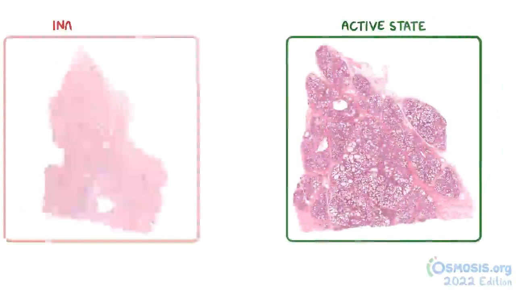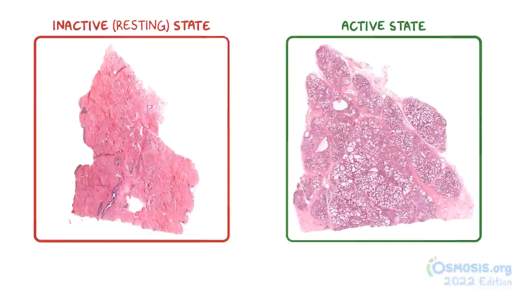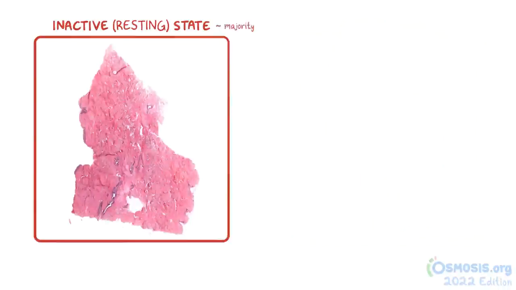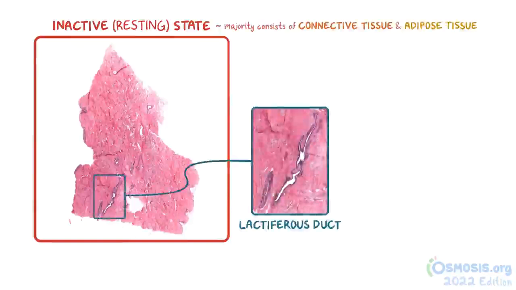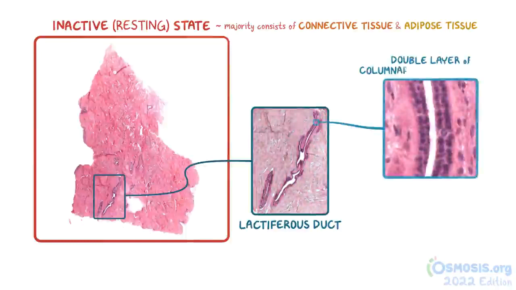Now, if we compare mammary glands in the active state to an image of an inactive or resting mammary gland, the most significant difference seen histologically is the nearly complete absence of the milk-producing alveoli, which we can see even in these low-power images. As a result, the majority of the resting mammary glands consist of connective tissue and adipose tissue. The lactiferous ducts will still be present, but they'll typically be smaller and will often appear flattened or collapsed. But the lining of these ducts is still the same, with a double layer of columnar or cuboidal cells.